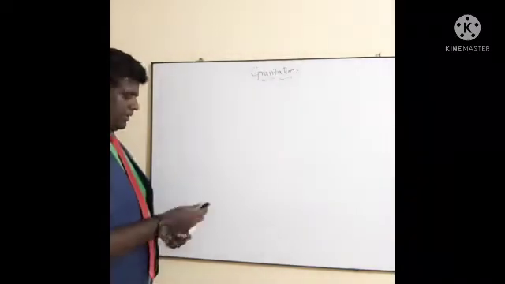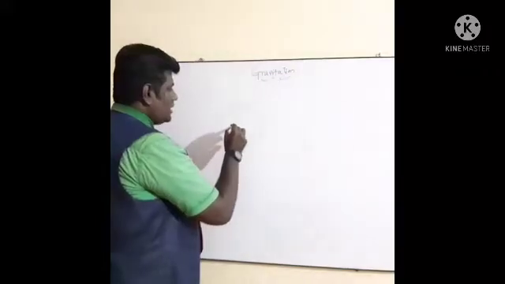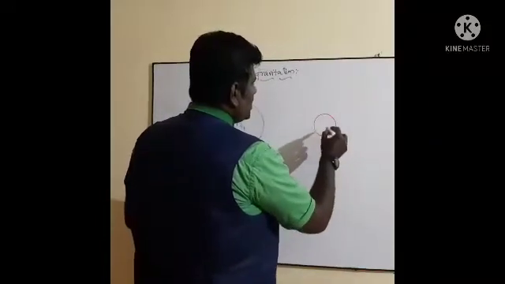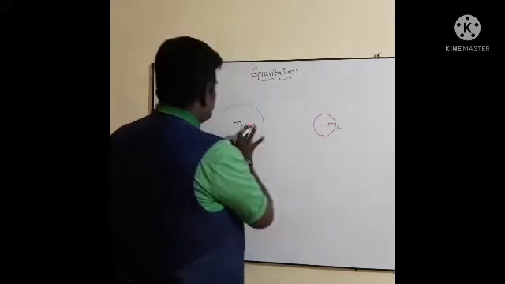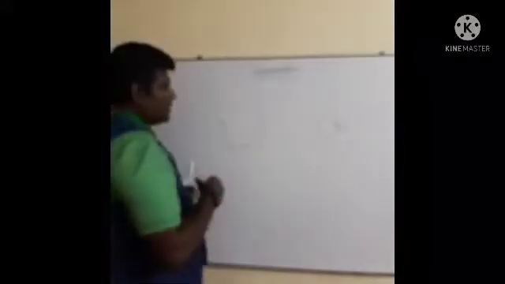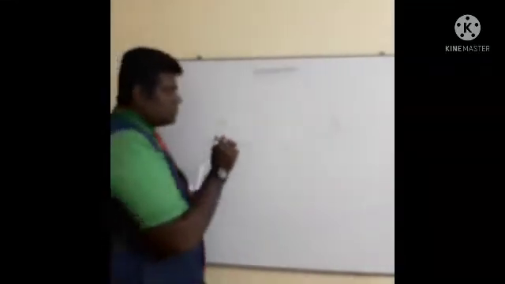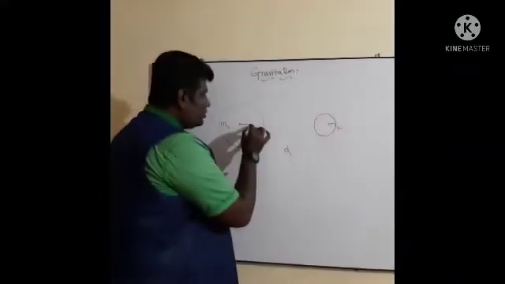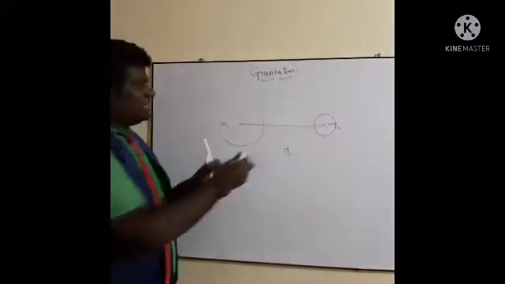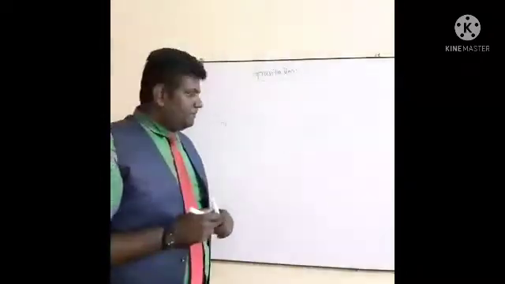See, let us take two masses, mass m1 and another mass m2. Let it be m2 and let it be m1. These two are separated by a distance d. The distance should be taken from the center of the two masses. We should not take it at the edge of the two masses. We have to take it at the center of the two masses. This is the distance d. It is separated by a distance d.